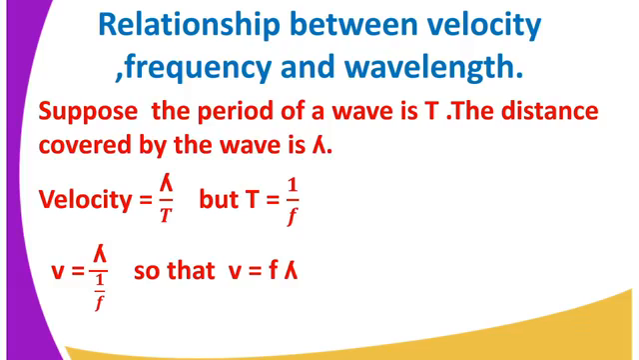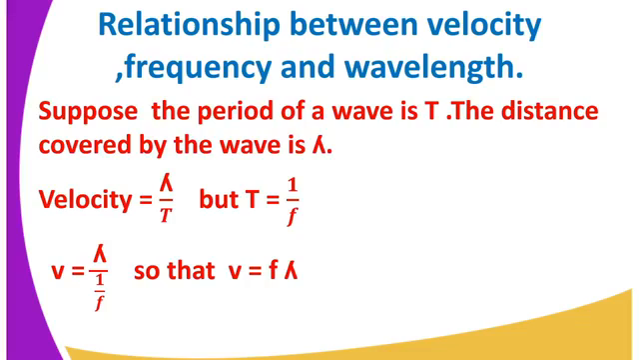Summarizing that equation by multiplying the value of lambda by f, you'll find out that v is given by f lambda, where v is the velocity of a wave, f is the frequency of the wave motion, and lambda is the wavelength of the wave. Therefore, this equation v = f lambda gives us the relationship between velocity, frequency, and wavelength of a wave. And using this equation, you can calculate the velocity, frequency, and wavelength of a wave.